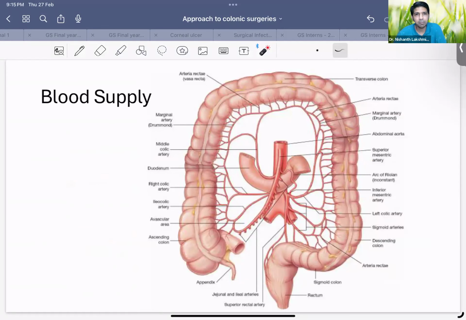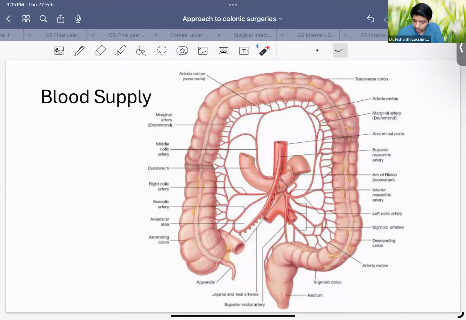Now moving on to blood supply, colon gets blood supply from 2 of the major abdominal aortic branches. One is the superior mesenteric artery. Second is the inferior mesenteric artery. Pretty much straightforward. Superior mesenteric artery will give you ileocolic, right colic, and middle colic artery. Middle colic has a right branch and a left branch. The inferior mesenteric artery will give you the left colic artery, and it goes on down to become the superior rectal artery. Okay, pretty much straightforward.